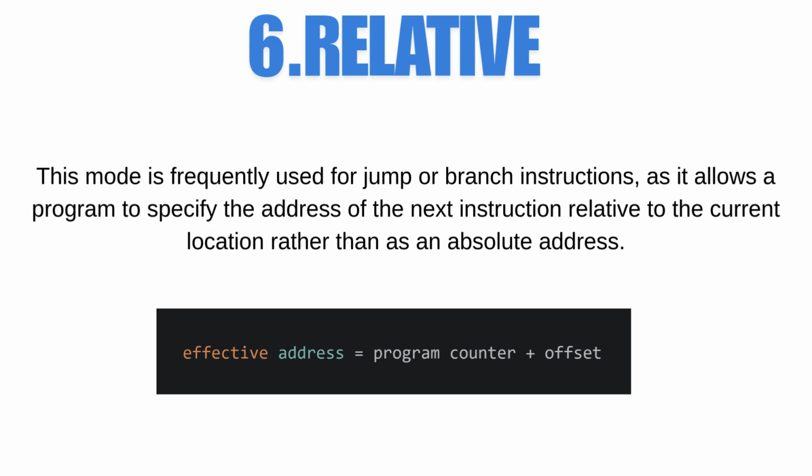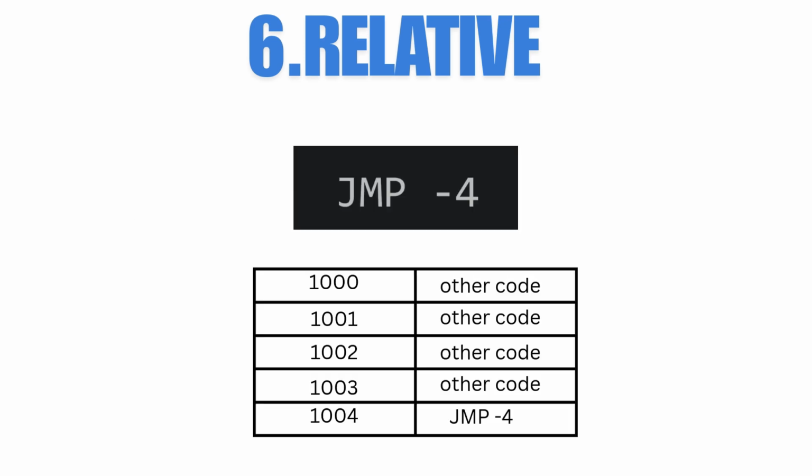This mode is frequently used for jump or branch instructions, as it allows a program to specify the address of the next instruction relative to the current location, rather than as an absolute address. Here JMP is a jump instruction, and -4 is the offset. If the JMP instruction is at address 1004, then 1004 minus 4, which is 1000, is the next instruction to be executed. This instruction tells the CPU to jump back to the instruction located at address 1000.